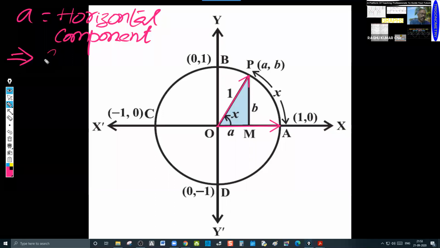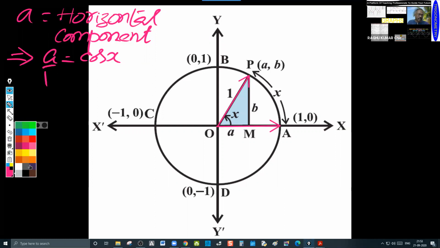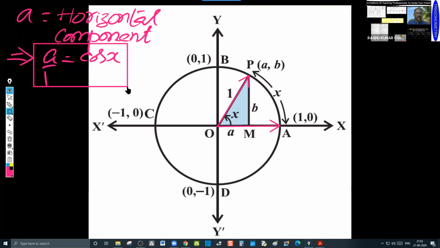So A is equal to cos x. Cos x is nothing but adjacent side by hypotenuse, because the hypotenuse becomes 1, it becomes A by 1. So you have to understand that this cos x is the horizontal component and it is given as A, length A. This one is A. Similarly, what is B here?